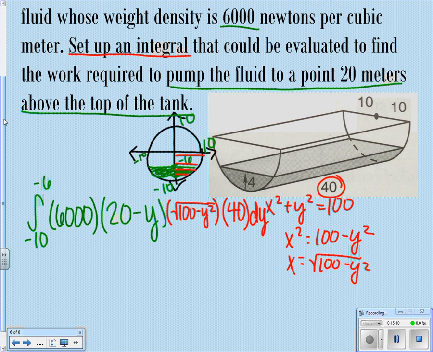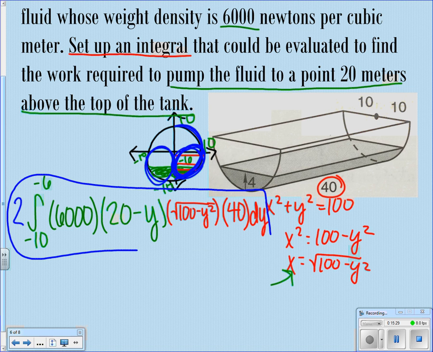And then this equation here only gave us this right side of the circle. So in order to get the left side too, we need to put a 2 out front. And so all of this would be your integral for this question. And then again, the book does give you the answer on page 298 if you want to figure out what that would integrate to be. But all it asked for was to set up an integral.